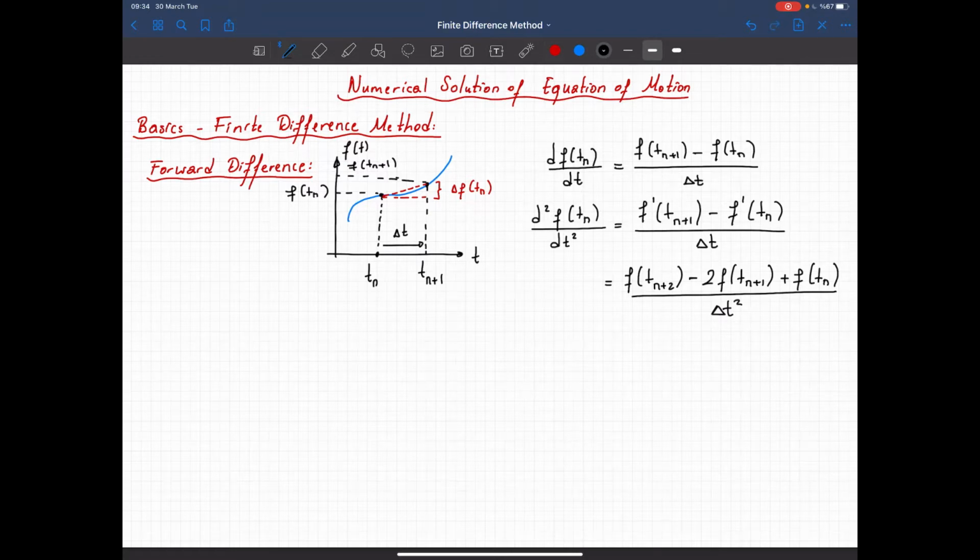Okay, so what we see here is, in order to evaluate the second derivative of this function, we need its value 2 time steps away from the current time step. So the first derivative uses the value 1 time step away from the current step. So that's why we call it a forward difference. Now there's another approach. We call it central difference.